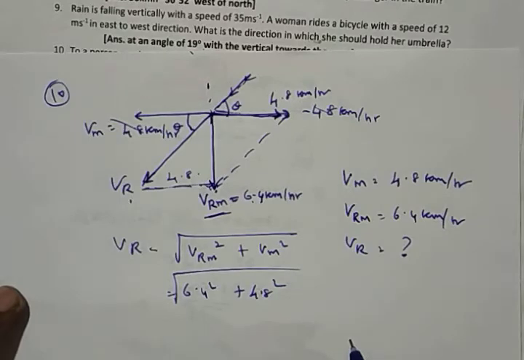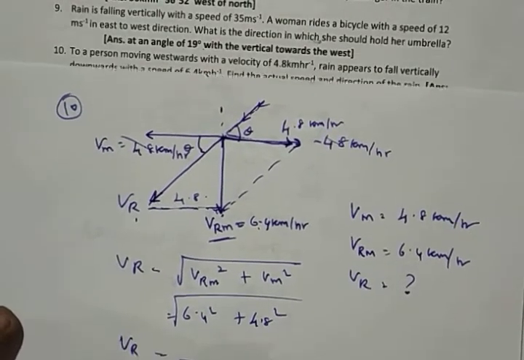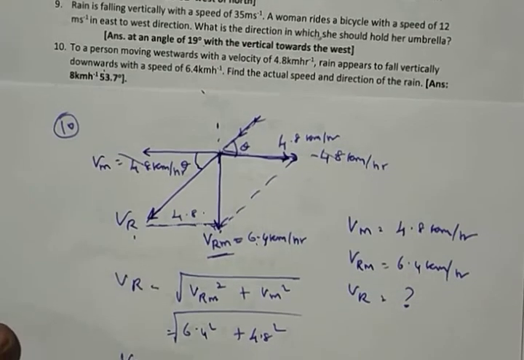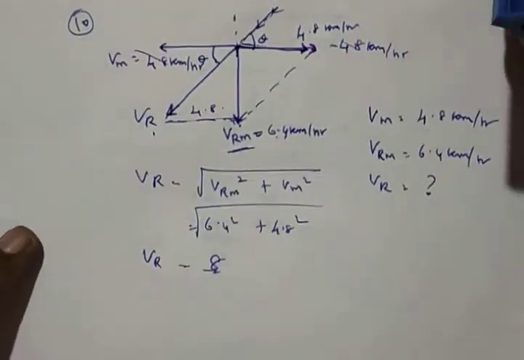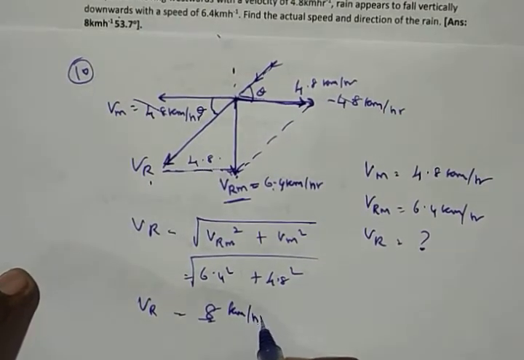So once you do this finalizing, you will find the answer for the velocity of rain. That will be equal to 8 kilometers per hour, you will get.